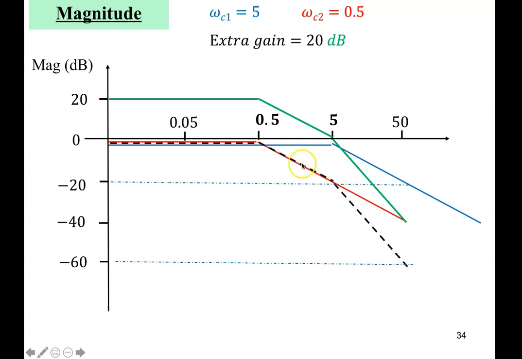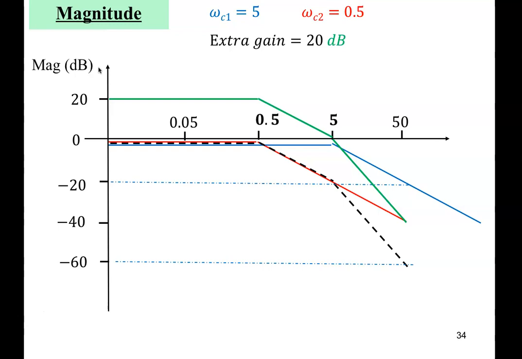That dotted or dashed black line is the magnitude plot of G1 times G2. That's partly why we want to use dBs. We want to use 20 log because multiplication becomes addition in logs. Okay, so the black line is the magnitude plot for G1 times G2.